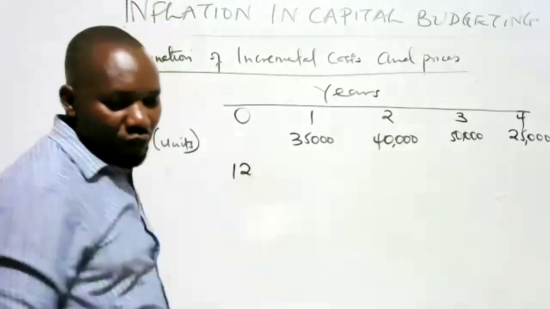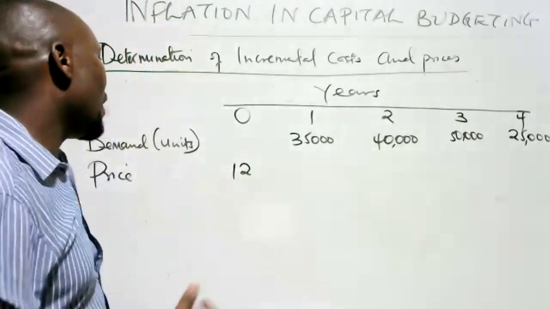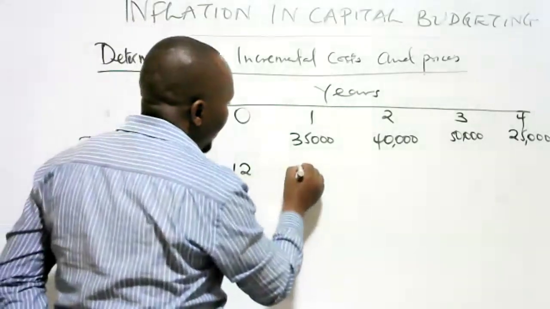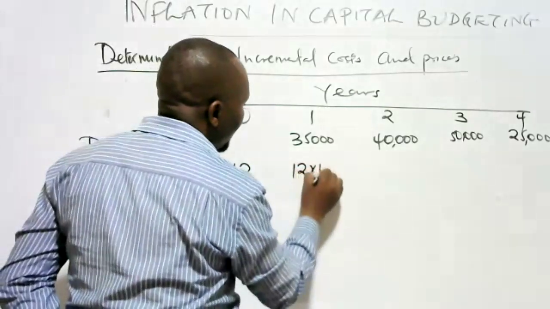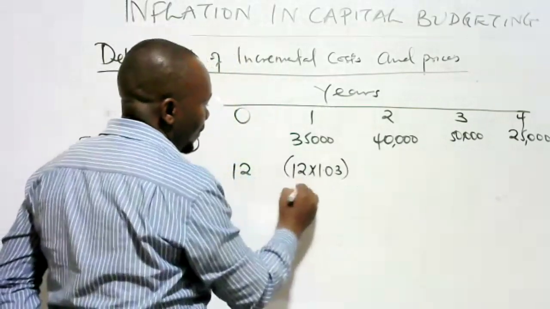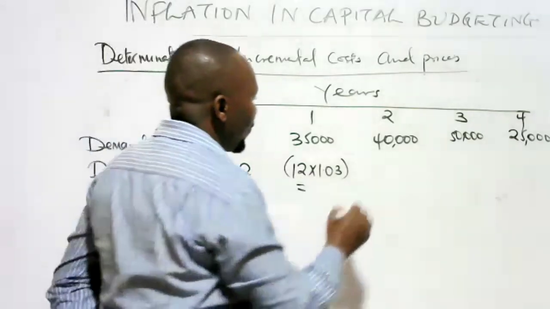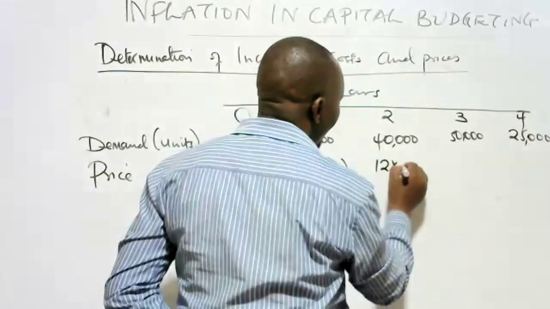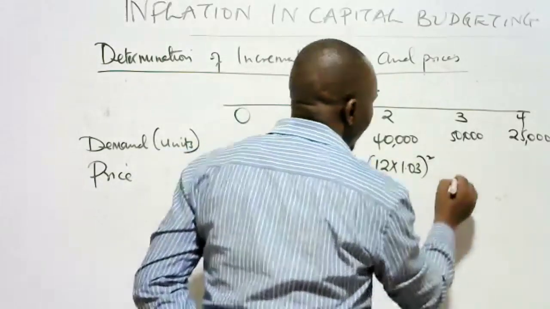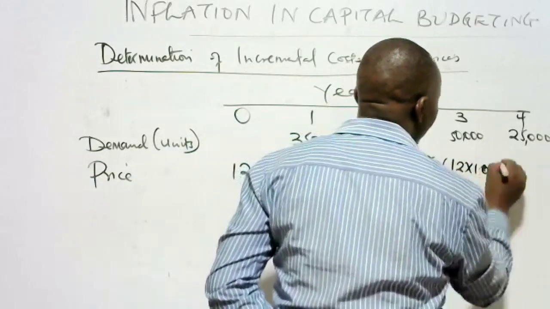At the end of 1 year, because we are told it is going to increase yearly. Year 1, it will increase. Year 2, it will increase. So at the end of the first year, the price will be increasing by 3%. So it is 12 times 1.03. What will be the new price? Then here we have 12 times 1.03 raised to power 2. 12 times 1.03 raised to power 3.